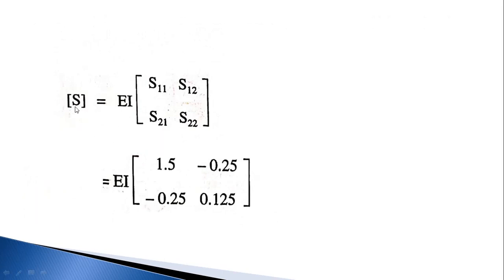So this is the stiffness matrix, that is S is equal to EI times S11, S12, S21, S22. EI is a constant term. So the final stiffness matrix becomes 1.5, minus 0.25, minus 0.25, plus 0.125.